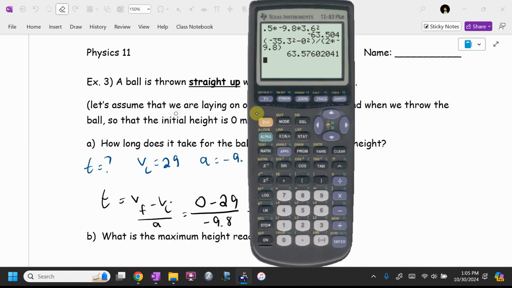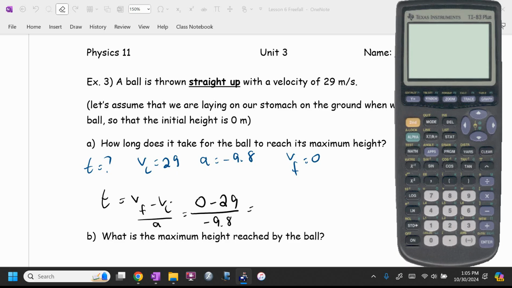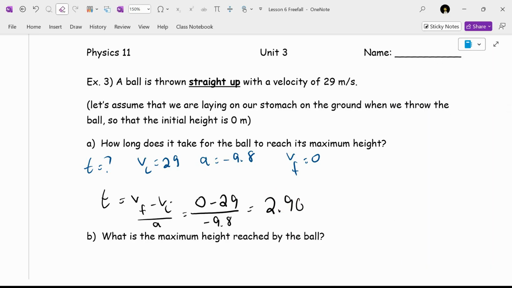So how long will it take for the ball to reach the top of its height? 0 minus 29, close bracket, divided by negative 9.8. Maddie, how will I round that to 3 sig figs? 2 point... Units, time.